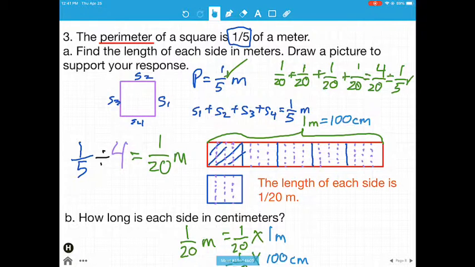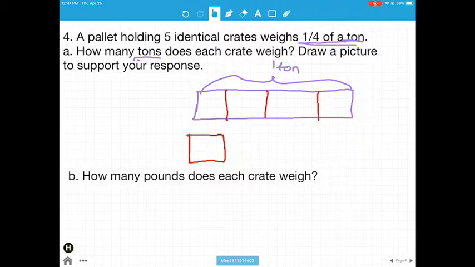Here we had this problem. It said the perimeter of a square is 1/5 of a meter. It's in your book. You should have copied it in your book, so I won't go through it. This problem, though, we started it in class. Most of you finished it, so I'm going to make sure you understand what happened. It says that there's a pallet holding 5 identical crates weighing 1/4 of a ton.